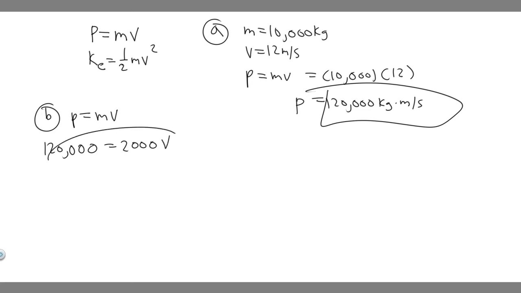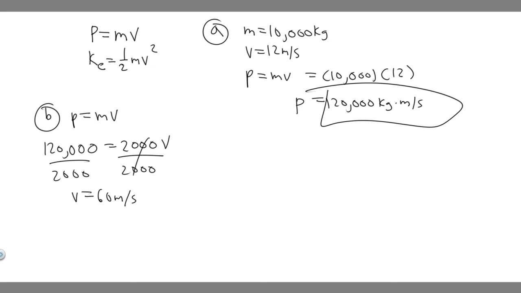So we can just use this formula. We take the momentum, set it equal to the original, plug in the mass of this new one, and that gives us the velocity it has to be in order to equal 120,000, the same momentum as the first one. So just divide by 2,000. 120,000 divided by 2,000 is 60. The units are meters per second. So 60 meters per second is the speed it needs to have in order to have the same momentum.